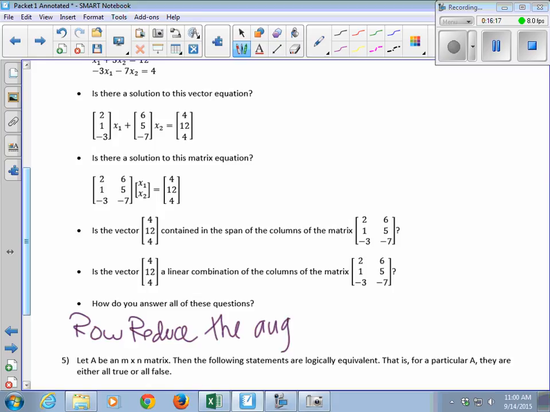Sometimes you can tell without even augmenting it. If you row reduce just the coefficient matrix, you can sometimes tell if it's going to be consistent, but we'll talk about that in a minute. Sometimes you can't, sometimes you can. Row reduce the augmented matrix. Right now it's the master key. We're going to learn some other techniques as the semester goes along.